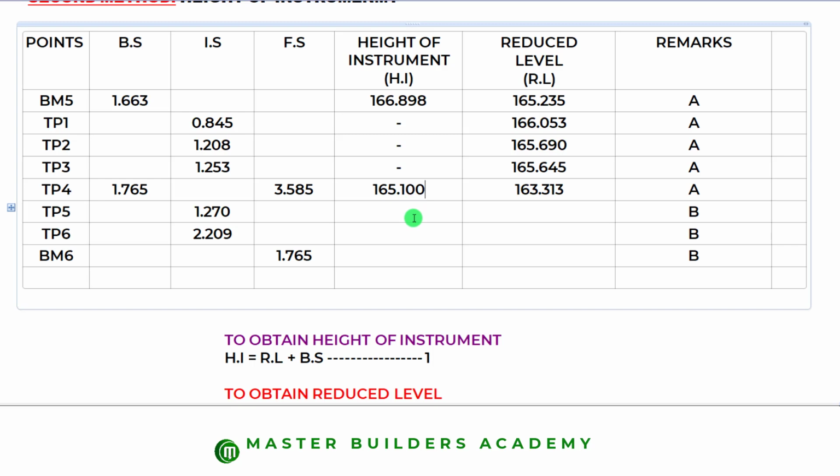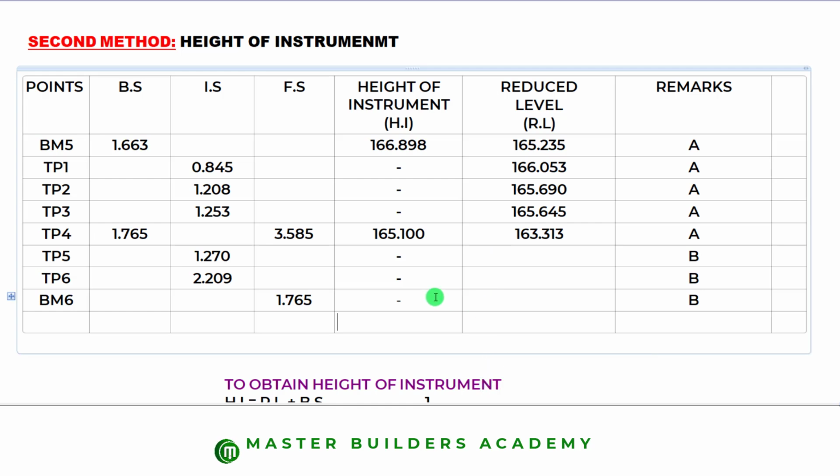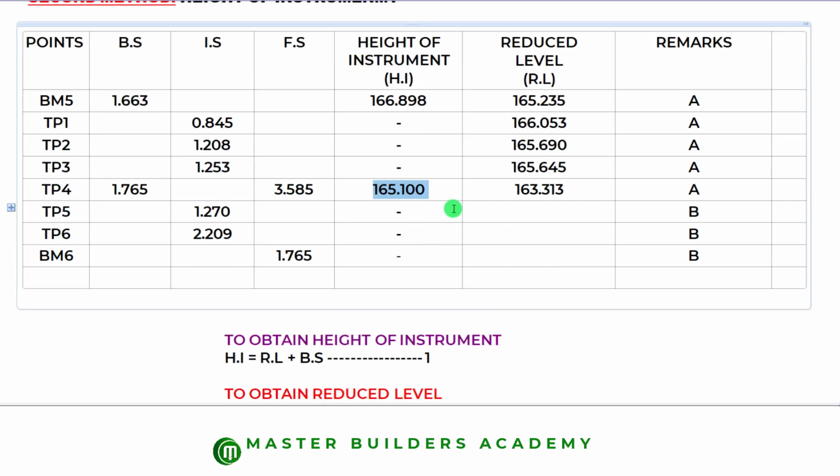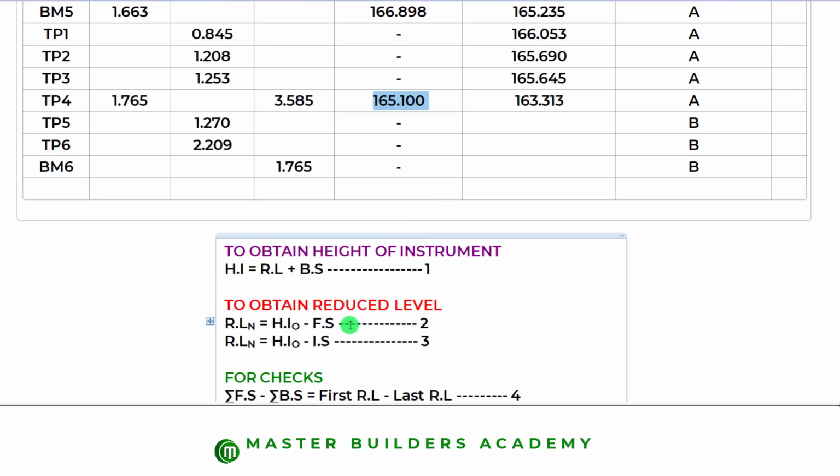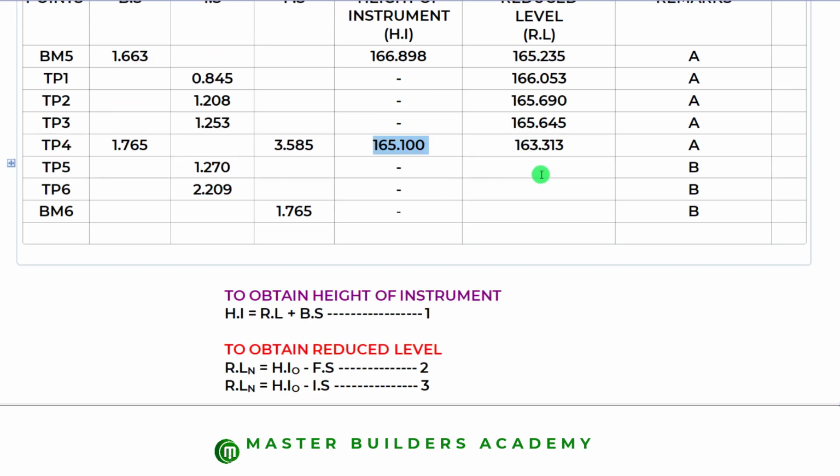And if we do that, we'll have this as 165.100. So for as long as we move from TP4 to BM6, there is no other backsight. It shows that the height of instrument will remain the same. Are you there? It will remain the same. All right, so how do we now find the reduced level here? This is now the height of instrument that we'll be using. And to find the reduced level, this height of instrument minus intersight, which is equation 3, would have given us the reduced level at TP5. And if we do this subtraction, this would have given us 163.830.